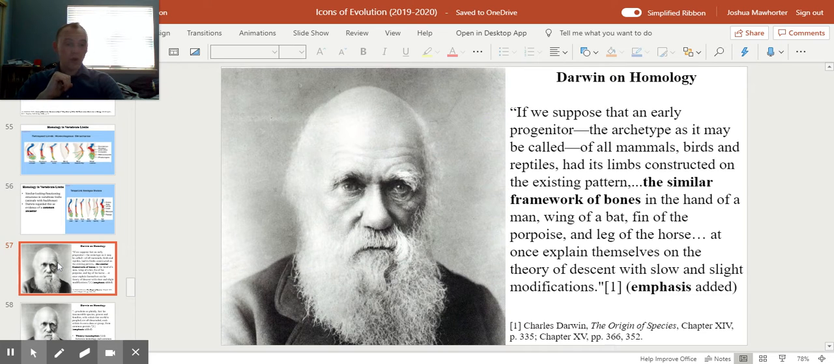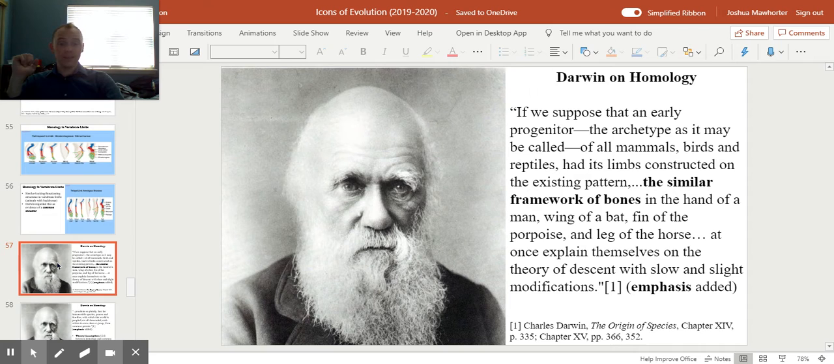Darwin says, if we suppose that an early progenitor, the archetype, as it may be called, of all mammals, birds, and reptiles, had limbs constructed on the existing pattern, the similar framework of bones in the hand of a man, the wing of a bat, the fin of a porpoise, the leg of a horse, at once explained themselves on the theory of descent with slow and slight modifications.